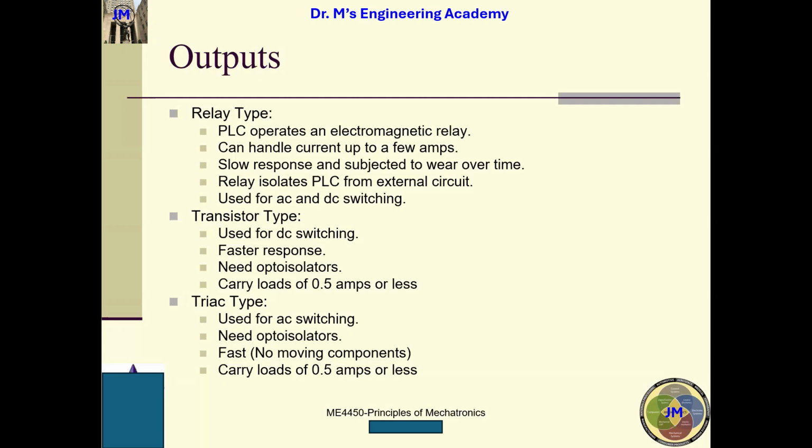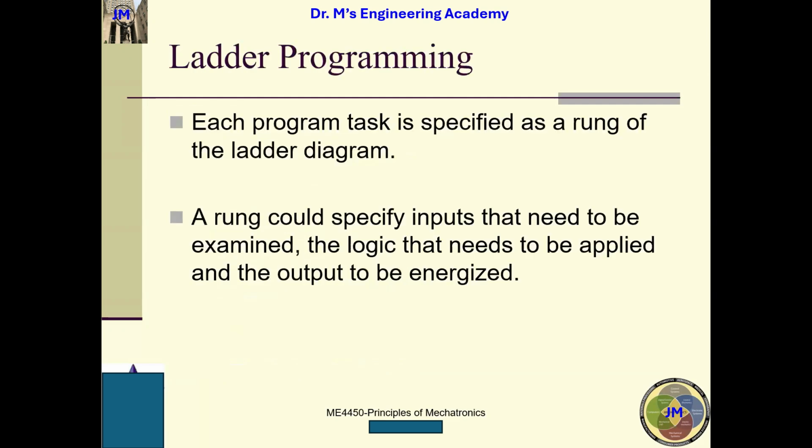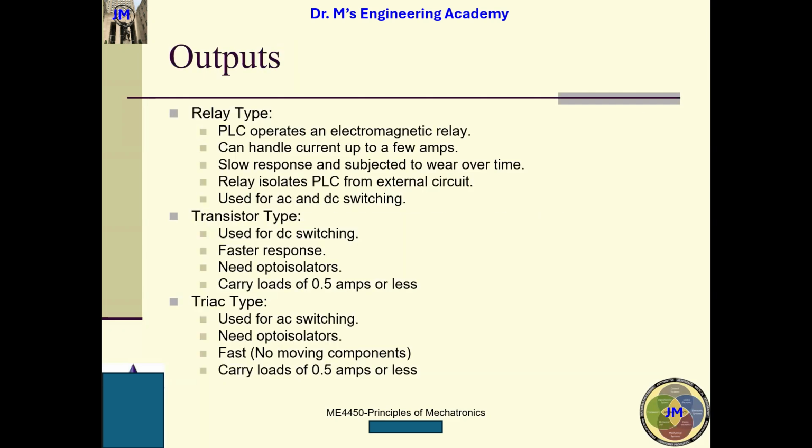So you can see, this is a triode, okay? This is the symbol of a triode. This is a diode in one direction, and this is in another direction. This is called a triac. So it is used for AC switching, and this also needs opto isolators, is faster, and can carry a load of 0.5 amps or less. Questions regarding these outputs? No questions? And be careful when you handle the relay type. As I said, a few amps is definitely very, very dangerous for us.